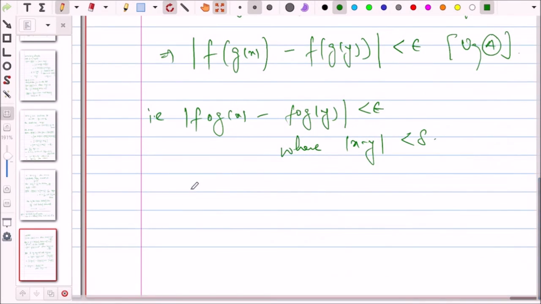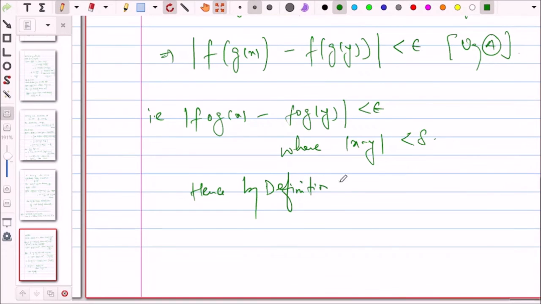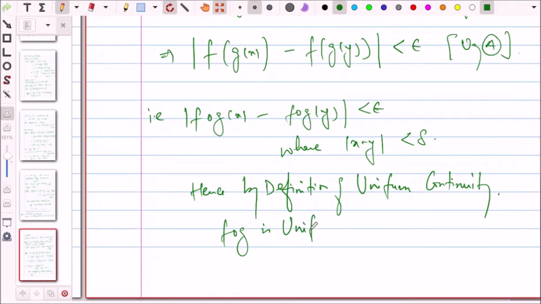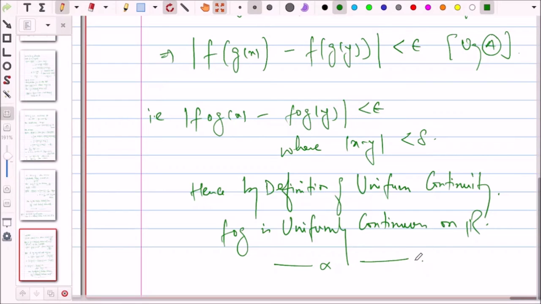Hence by the definition of uniform continuity, f of g is uniformly continuous on R. This completes the proof of question number 8, and hence also part 1 of this solution series of exercise 5.14. In the next video we will solve from question number 9 till question number 16.